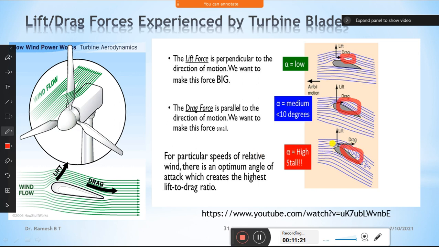You just observe this angle of attack is like this. Here there is a medium angle of attack, and here a very low angle of attack. It is nearly 1 degree or 2 degrees, but here it is less than 10 degrees, and here more than 10 degrees. Okay. So I will show one video with respect to this drag and lift force.